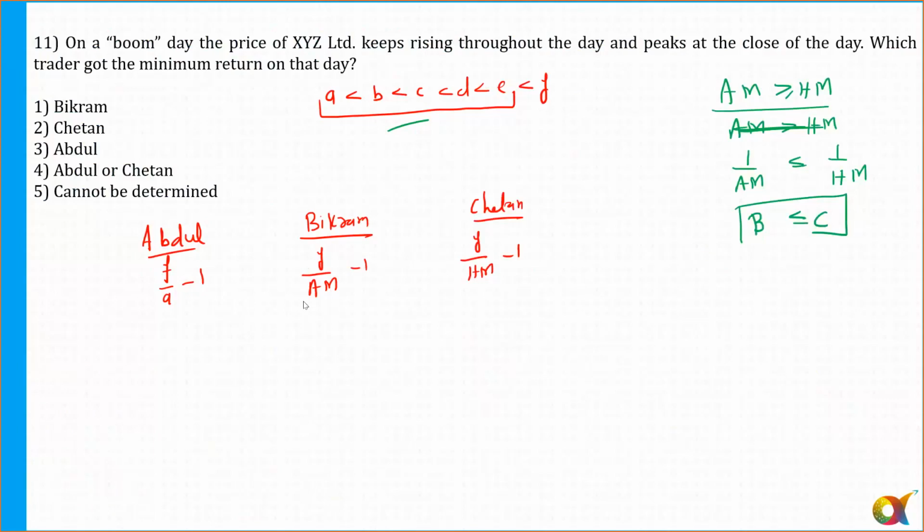Because for B it is F upon, remember I am subtracting 1 from all of them. So F upon arithmetic mean minus 1 upon F upon harmonic mean minus 1. So I need to multiply F on both the sides. It is not going to change. So 1 upon arithmetic mean is always less than equal to 1 upon harmonic mean. It means the return of Vikram is always less than equal to the Chetan. Or I can say for Chetan the return is always greater than equal to the Vikram. Is that part clear to all of you?